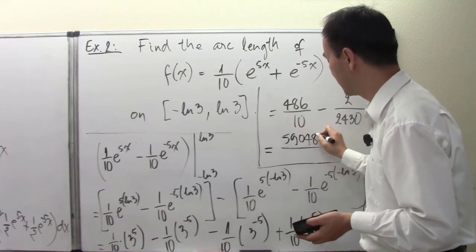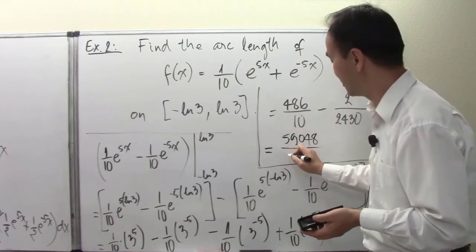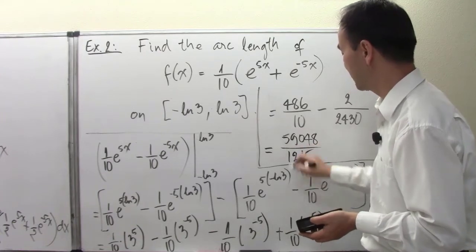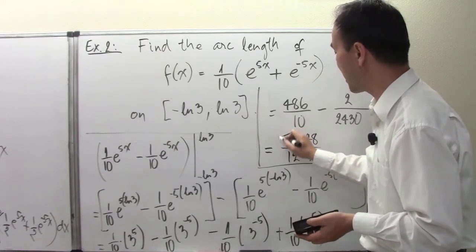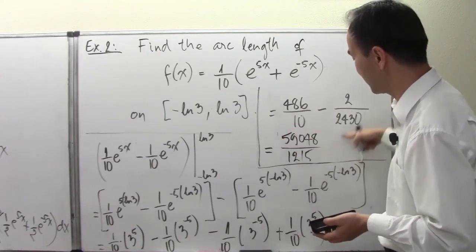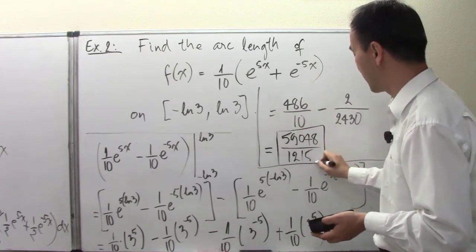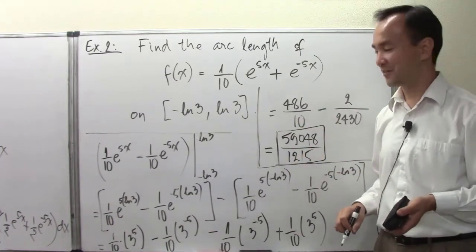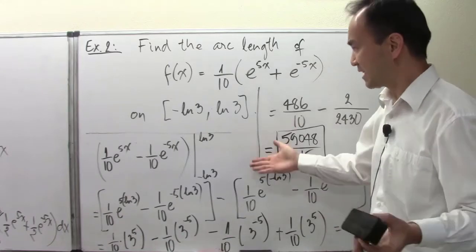All right, so the final calculation came out to be 59048 over 1215. Okay, because I decided to write this in fractions, so making a common denominator and all that and subtracting it out. That's our final answer in reduced fractions. All right, and so that's how we're doing this problem right there.